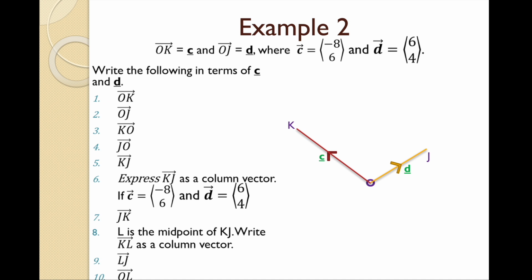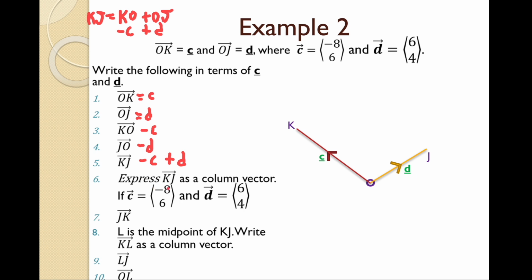So, OK can be represented as what? Lovely. And OJ can be represented as what? D. How about KO? Negative C. And JO is what? Negative D. What is KJ? Negative C plus D. Now remember, KJ is the same as what? K to O plus O to J. So we know what KO is: KO is negative C and OJ is D.